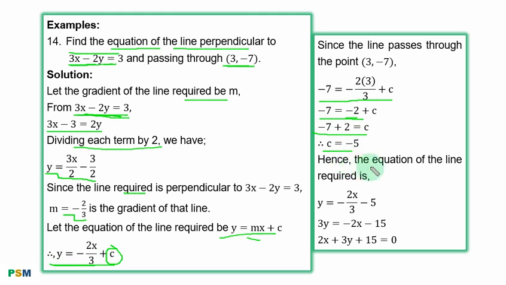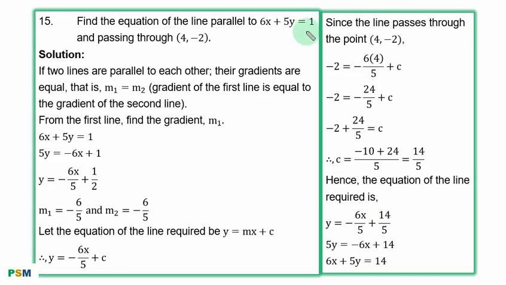Hence, the equation of the line required is coming here and replace c with minus 5. Multiply through by 3 to clear fraction. If you transfer these two terms to the left hand side, you have this result.